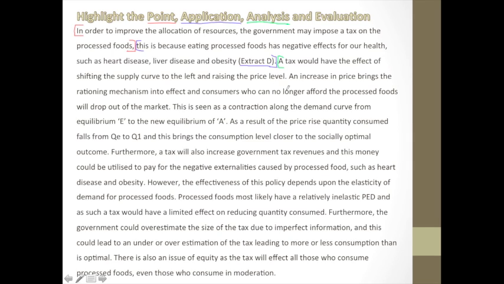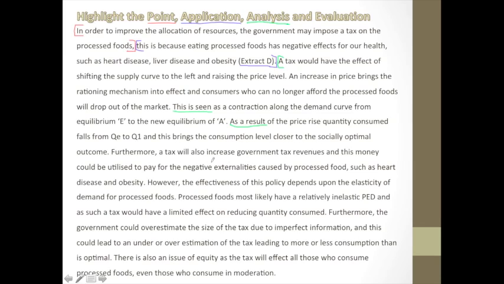An increase in price brings the rationing mechanism into effect, and consumers who can no longer afford the processed foods will drop out of the market. This is seen as a contraction along the demand curve from equilibrium E to the new equilibrium of A. As a result of the price rise, quantity consumed falls from QE to Q1, and this brings the consumption level closer to the socially optimal outcome.